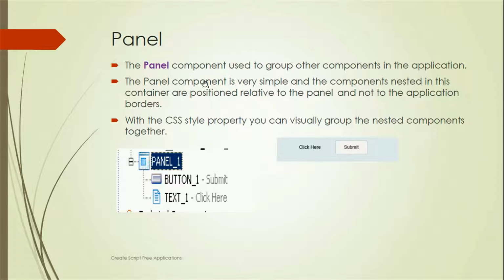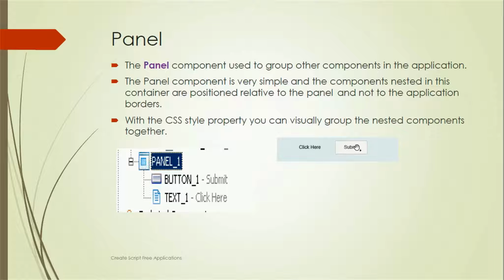Coming to the panel component, it is used to group other components in an application. Suppose this is a text component and this is a button. We can group these two components on a similar level, or at a similar size or position. So it is very simple. The components nested in this panel container are positioned relative to the panel and not to the application border. So whatever components, like these two components, will be positioned relative to the panel, not to the entire application border.